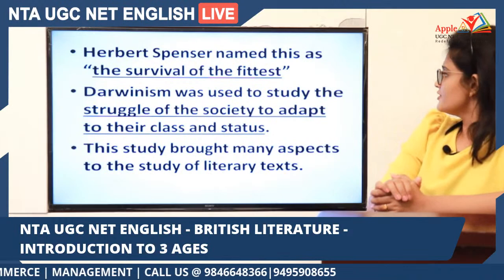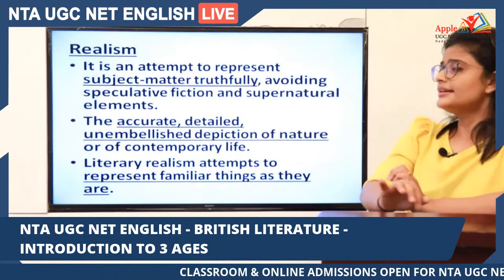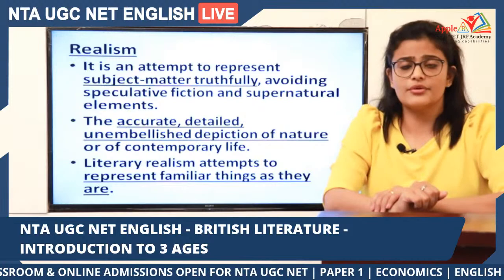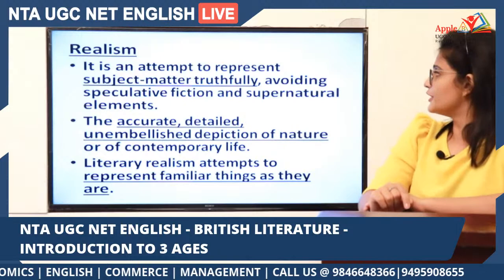Darwinism was used to study the struggle of the society to adapt to their class and status. This study brought many aspects to the study of literary text. And then we have another important literary movement, that is realism. So realism and naturalism are two important things that you have to remember in the Victorian age. Realism is an attempt to represent subject matter truthfully, avoiding speculative fiction and supernatural elements.